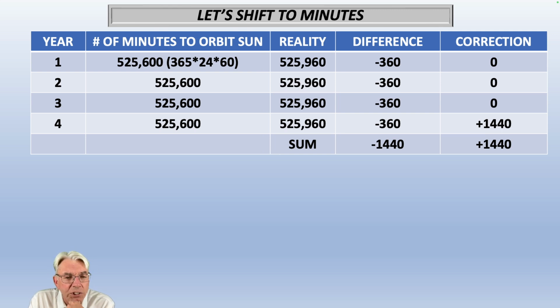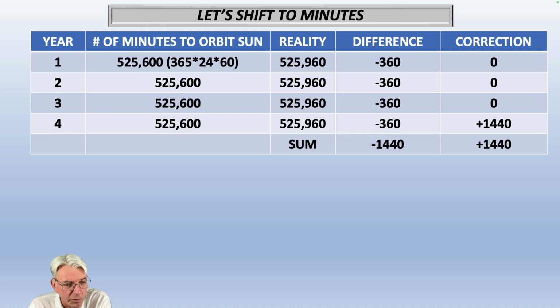But let's now shift the units to minutes, because we're going to have to get down to some precision here. If we simply do it by hours, we're going to lose that precision. So 365 times 24 times 60 is 525,600 minutes. That's our time system. Reality, though, is 525,960 minutes during the course of a year.